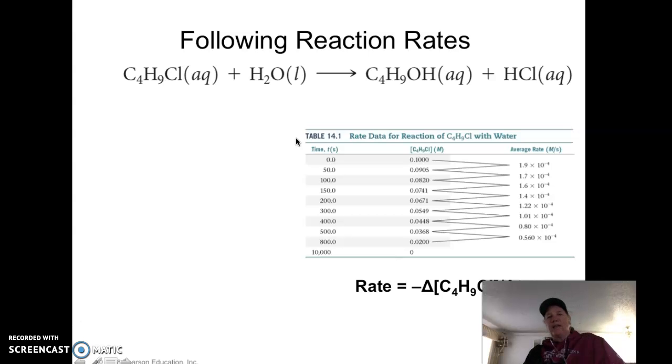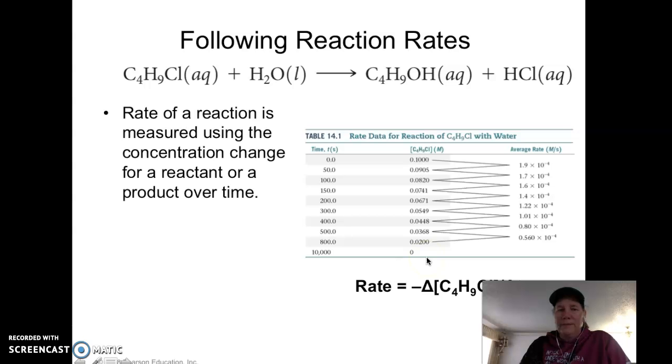So here's a reaction. We've got an organic compound. We're going to add water. And when we're done, we get a different organic compound and HCl, which is hydrochloric acid. So you can see here we have the times and we have the concentrations, and they give you the rates. Okay, the rate of reaction is measured using a concentration change for that reactant over time. So we started, here's our time and here's our concentration, 0.1. And your concentration is going to go down for your reactant. If I have my product here, that would increase because I'm using up this and I'm making that.